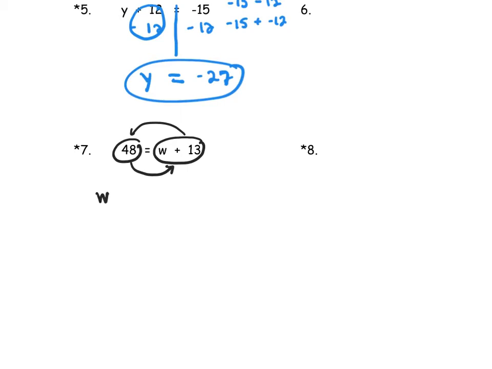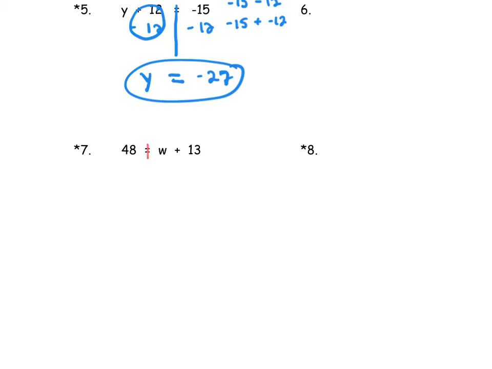We could rewrite it like this. As long as that W and the plus 13 come together, we're good. And then it looks just like the other problems. Now I'm going to go ahead and erase this, but you can choose to do that if you'd like. I want to show you that we can solve it how it is.